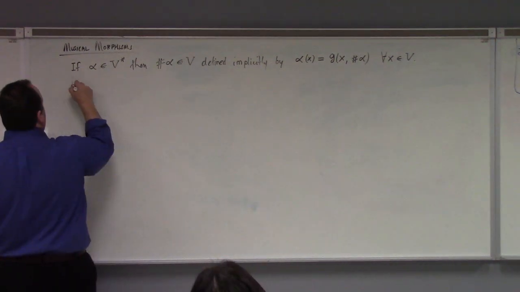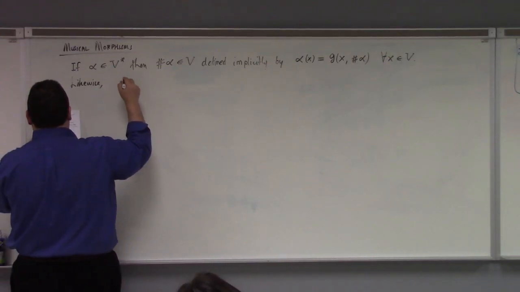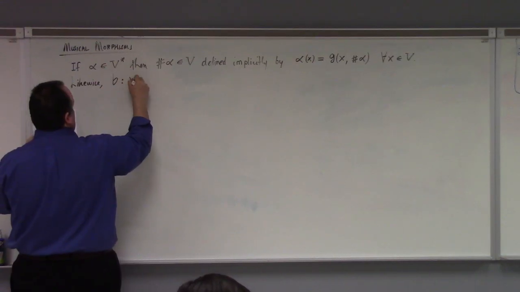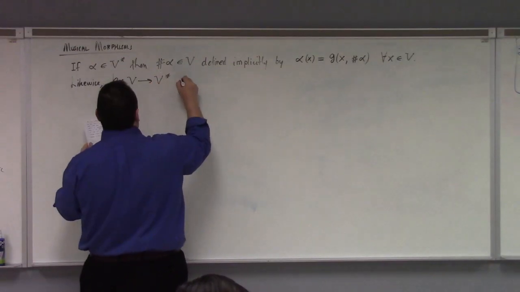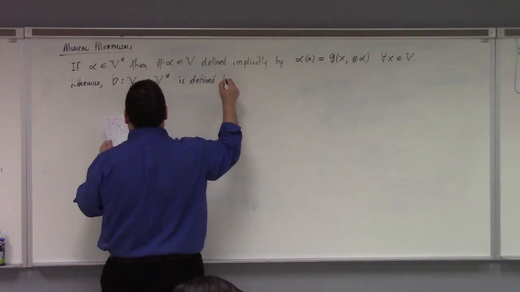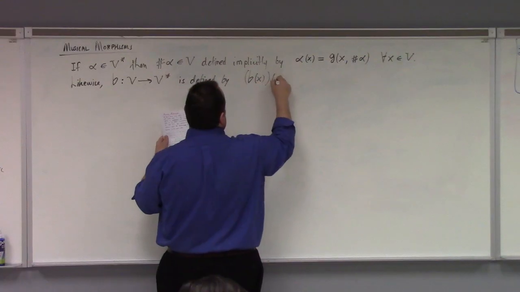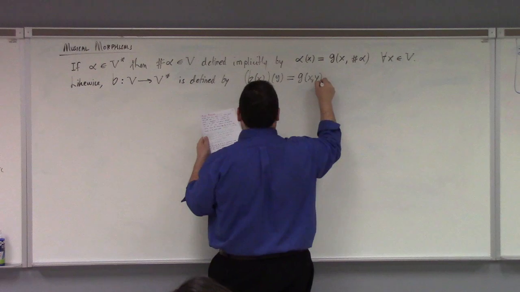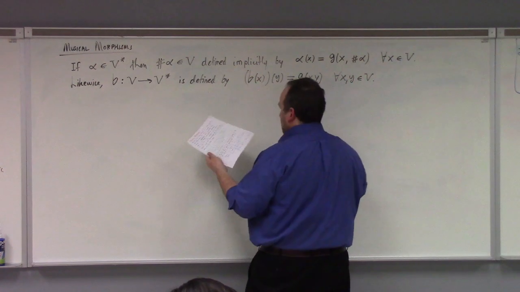Likewise, flat is a mapping from V to V dual defined by flat of x acting on y is equal to g of x comma y for all x and y in V.